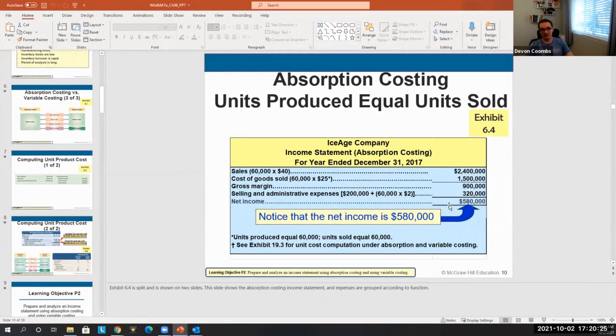So I know that the net income here is $580,000. We see the cost of goods sold is $25. And we have the selling and admin expense of $320,000. We know this is absorption costing. So looking at this, we can see that because it's absorption costing, maybe the net income is understated, right? Like they are only showing $580,000 in net income, but under variable costing, we might show much more.